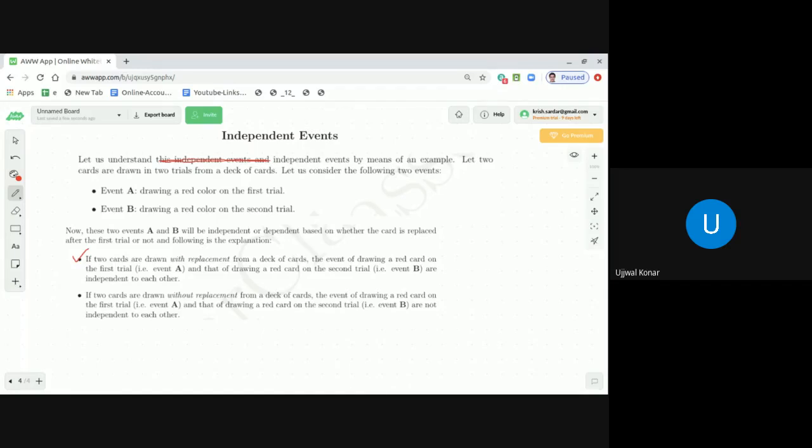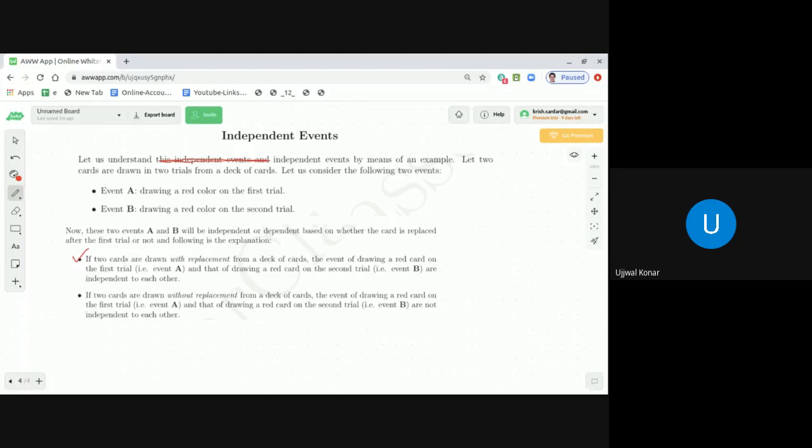So the probability of the occurrence of the event B has no relation with the occurrence of the event A. But in the second case, if the two cards are drawn without replacement from a deck of cards, then the event of drawing a red card on the first trial and that of drawing a red card on the second trial are not independent of each other. For example, if first event A happens and you got a red card, then how many red cards will be left after the event A and the card is not replaced back? It will be less than 26. Correct? There are 26 red cards and 26 non-red cards.